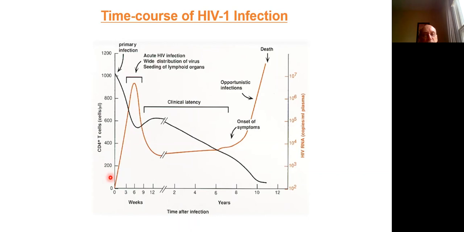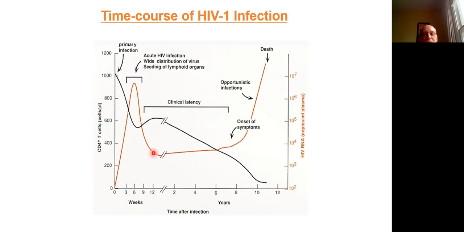So when a person is infected initially by HIV, the level of the virus rises very rapidly in the first few weeks to as high as 10 to the 6th or 10 to the 7th virus particles per mil. This is called the acute phase of infection. The virus load then drops to an intermediate level, which is sometimes called set point. And this period is now clinical latency.